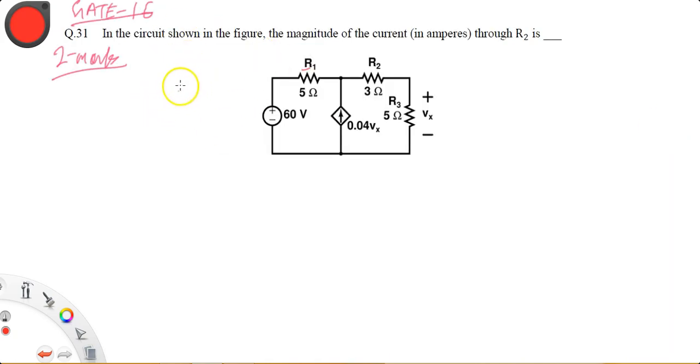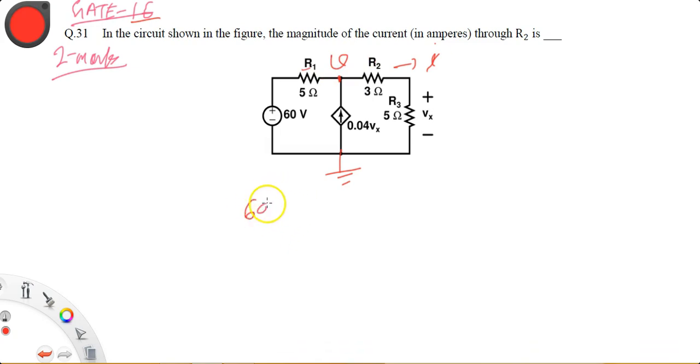So the next and final question of this lecture is from GATE 2016. In the circuit shown in the figure, the magnitude of the current in amperes through R2. You need to find this current magnitude through R2. Let's say this current is I. Node analysis. Let the node voltage be V, right?